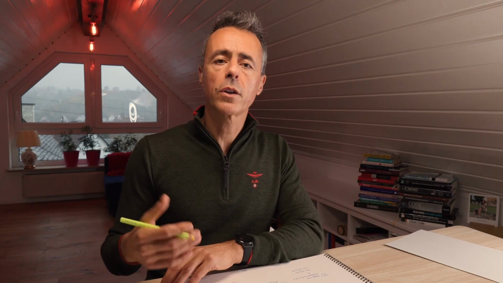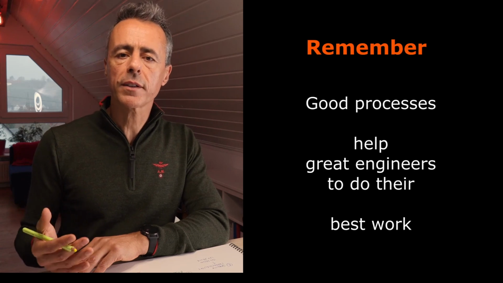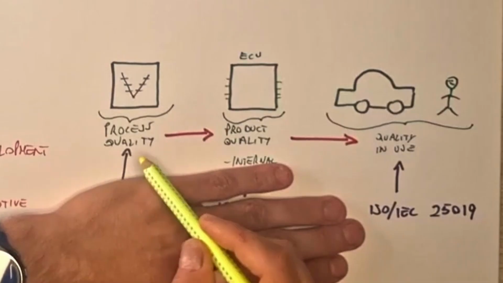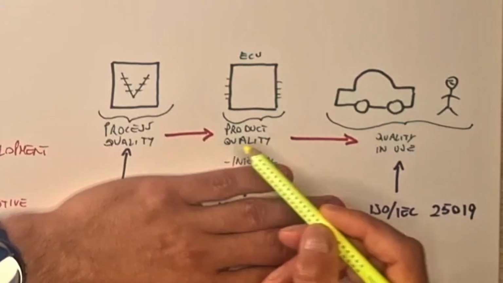Why is it so important? Even skilled developers can make mistakes if processes are weak. Poor processes can lead to bugs, inconsistencies, delays, and expensive reworks. Strong processes, on the other hand, reduce errors, save time, and make sure the whole team works smoothly toward the same goals. Good processes help great engineers to do their best work. Process quality directly affects product quality.